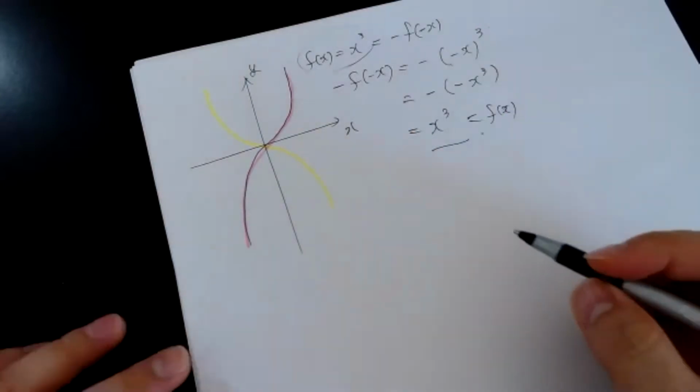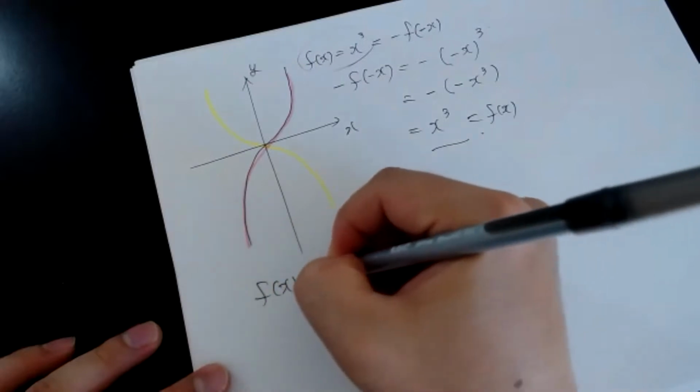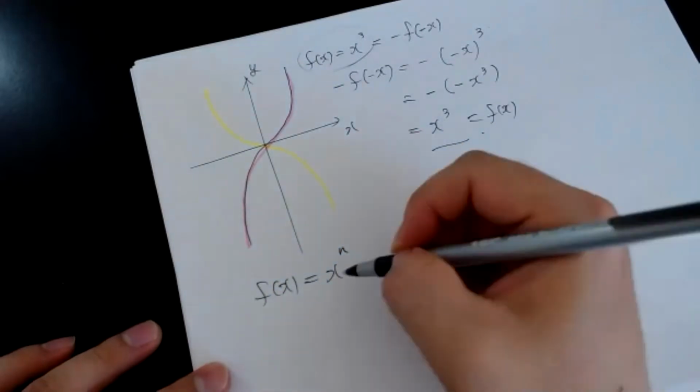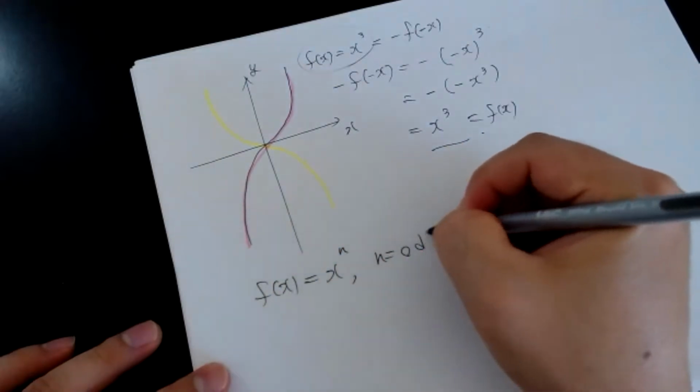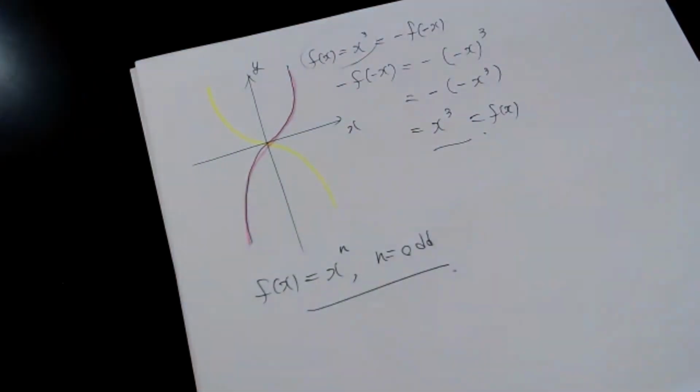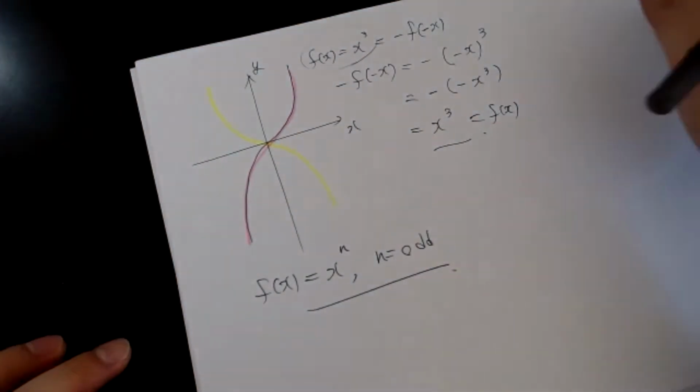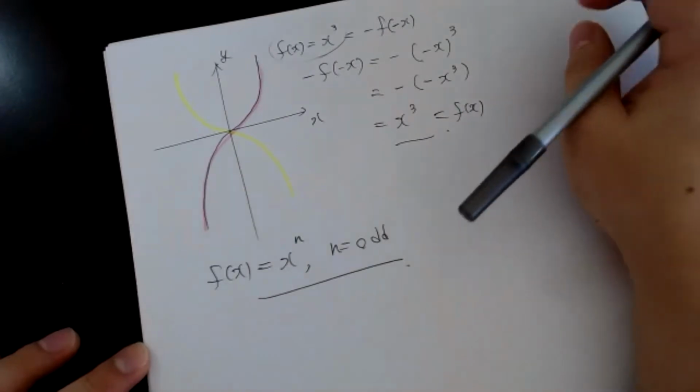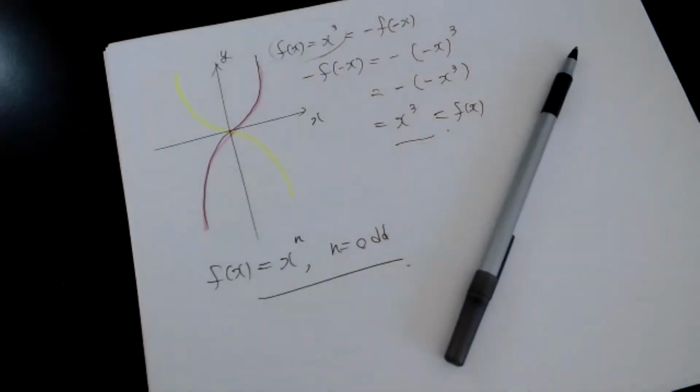But now in the cube function, guess what? f of x is equal to x to the n. So every single power function where n is odd is what? Odd function. Keep this in mind. Okay, so now back to the problems. Give me a second.